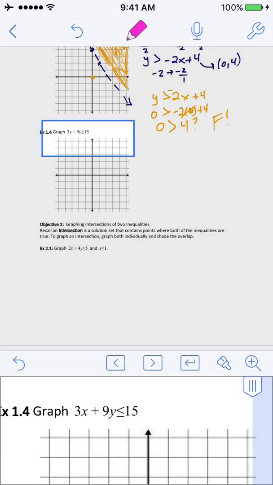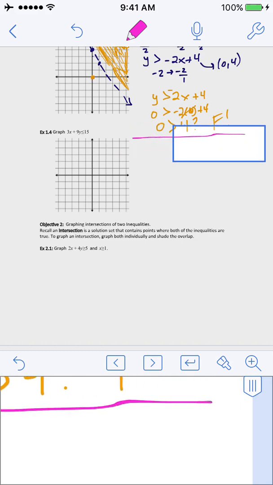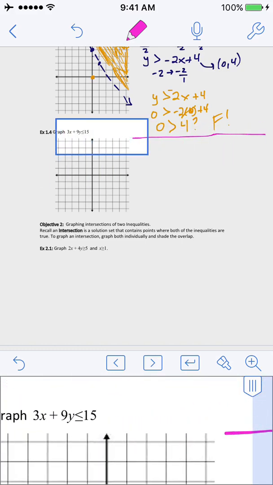Alright, so hopefully you've had a chance to try this one on your own. If not, then I sincerely hope tonight's homework is not too hard for you, but it's probably going to be.